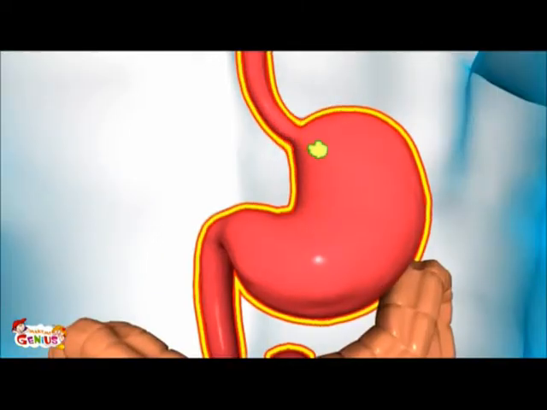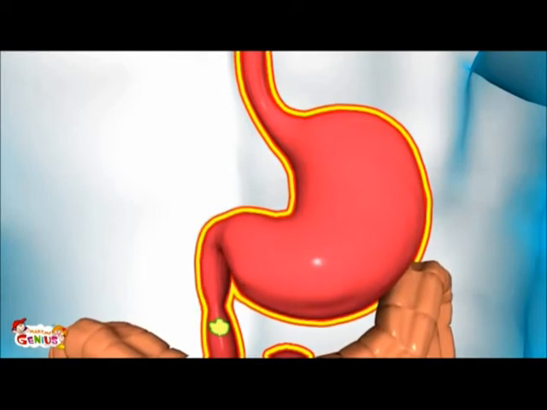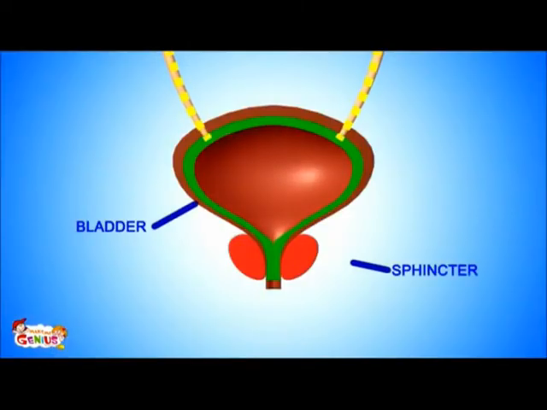Smooth muscles in the wall of the stomach and intestines help to push food down into your digestive system. Similarly, smooth muscles form what is called the sphincter, which along with your bladder helps to control your pee.